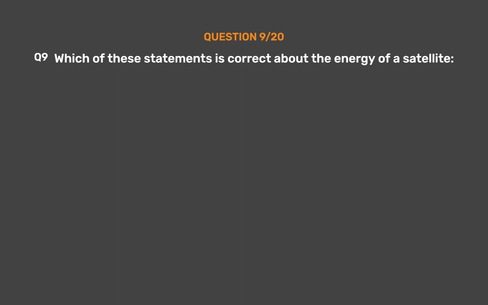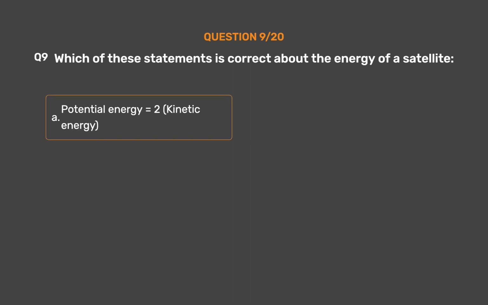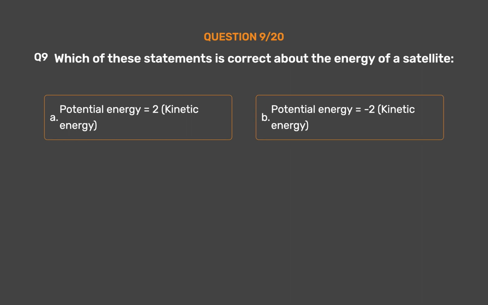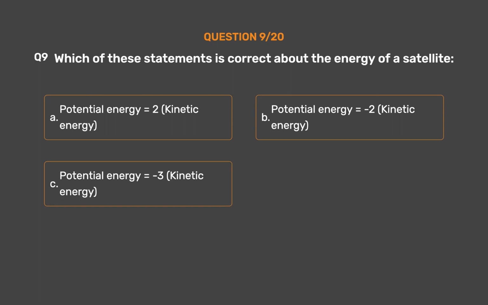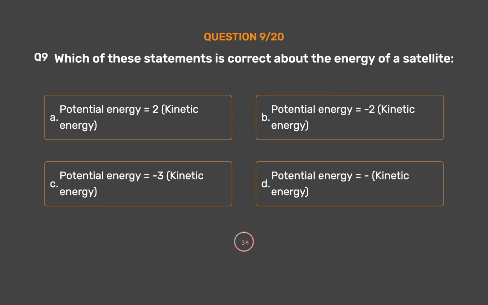Question number 9. Which of these statements is correct about the energy of a satellite? Option A. Potential energy equals kinetic energy. Option B. Potential energy equals -2 times kinetic energy. Option C. Potential energy equals -3 times kinetic energy. Option D. Potential energy equals kinetic energy. The correct answer is Option B. Potential energy equals -2 times kinetic energy.